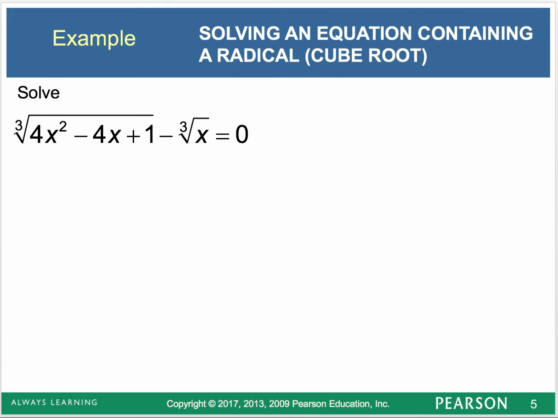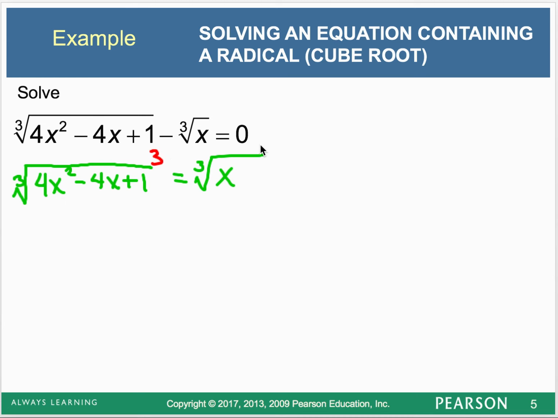Okay, so now notice these are cube roots. It doesn't matter, it's still a radical, right? So I still need to isolate one of those radicals. So I'm going to add this to both sides. The only difference is if you have a higher power, instead of squaring it, you just raise it to whatever that power is. So in this case, because they're cube roots, I'm going to cube both sides.